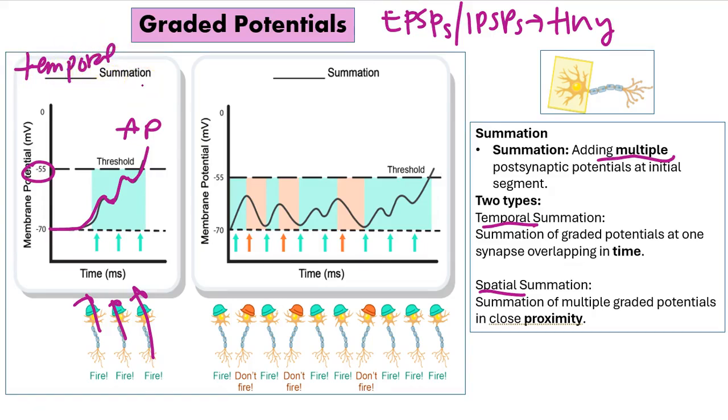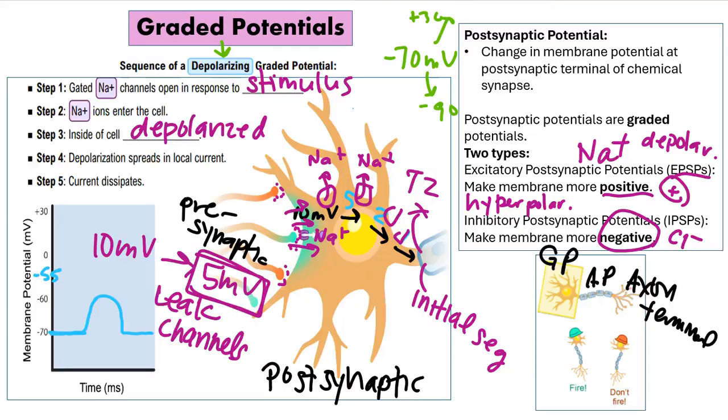All right, the other type of summation is going to be spatial summation. And think of it, spatial, spaced out. It's basically a bunch of synapses that are super close to one another, and so they're on one huge chunk of the membrane. They're super, super close. So let's go ahead and get an example of that.